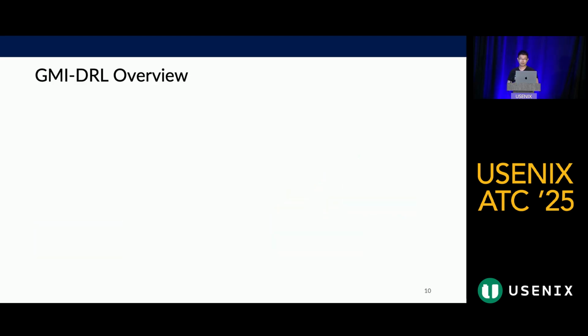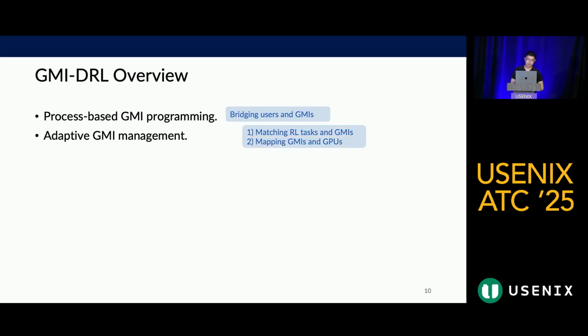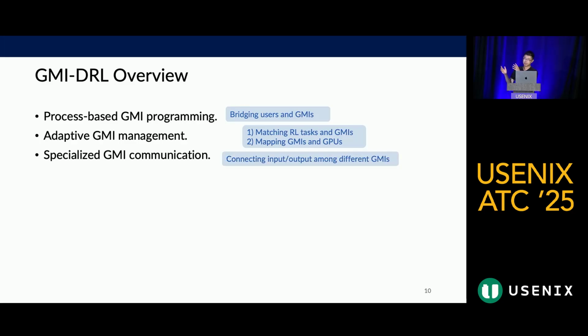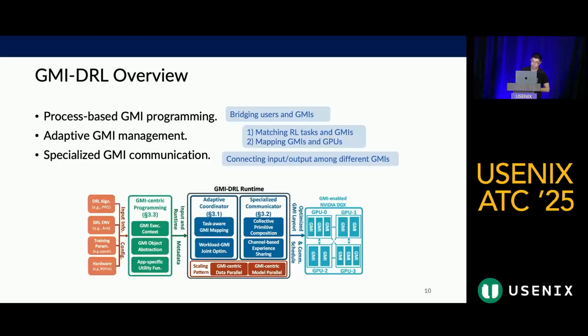Based on these observations, we want to highlight our designs. Firstly, we introduce process-based programming to bridge users and all these instances. The second is adaptive management, which is how we handle the granularity issue. And thirdly, as we suggested, is the communication issue: how do we effectively connect different instances and also GPUs? This is the overall picture of our designs, and we will dive deeper into each individual component and demonstrate what happens behind the scenes.